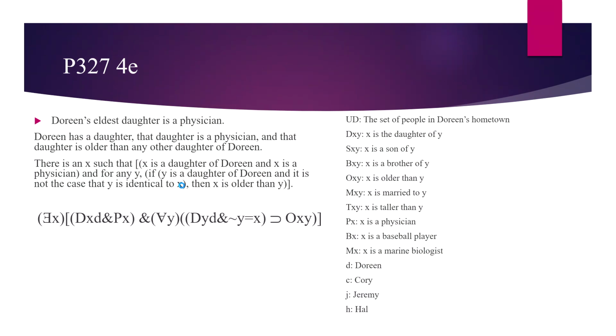So we get this as that completed symbolization, right? There is some x that is a physician and is the daughter of Doreen, and for any other daughters of Doreen, x is older than them, right? So this is Doreen has a daughter that's a physician, and this is that person is older than any other daughters of Doreen.